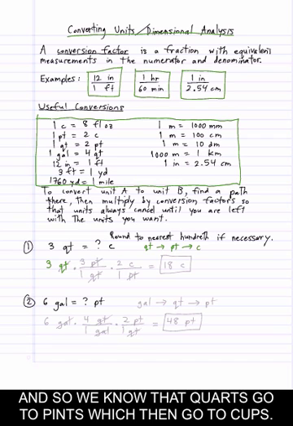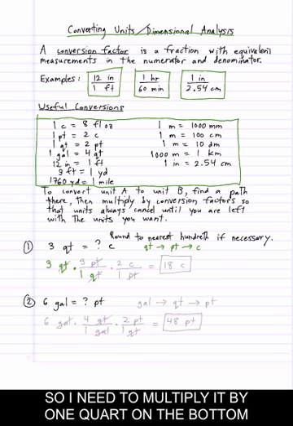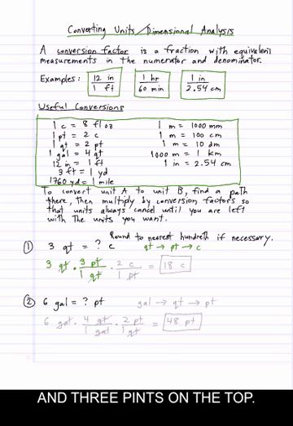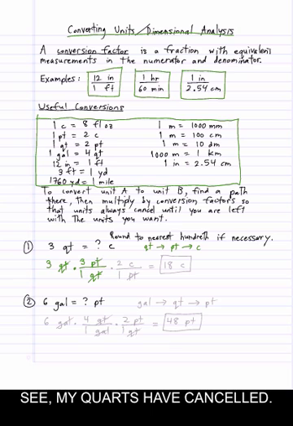So let's start converting. We know that according to that chart above, 1 quart is 2 pints. So I need to multiply it by 1 quart on the bottom and 2 pints on the top. I have to do it this way because I want the quarts to cancel. See, my quarts have canceled.